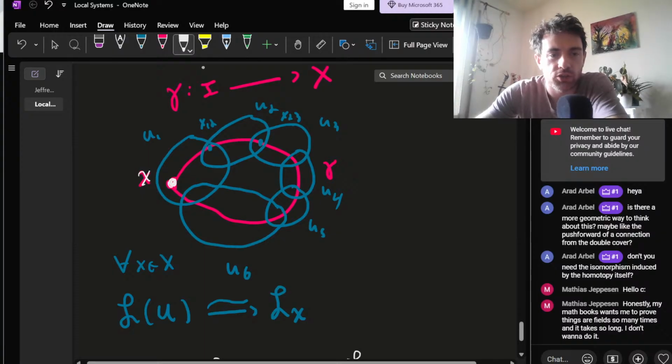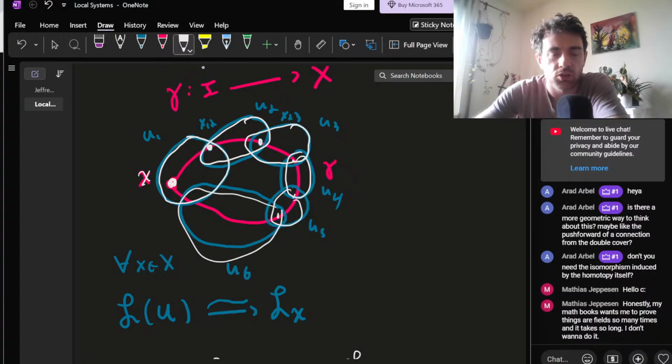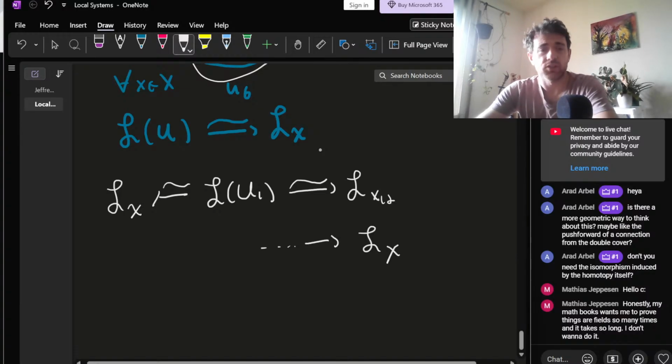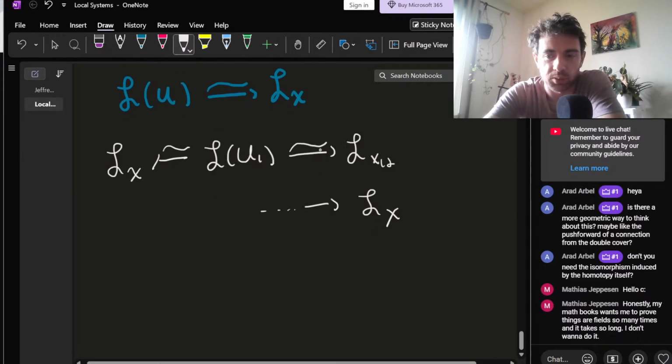So we started at x. We took the inverse of the localization map to get an isomorphism with the sections here. Then we can localize back down to x1,2, go back up to U2,3, down to x2,3, and so on and so forth, right? And so we basically play this game until we get all the way back to the stalk at x. Don't worry, we'll look at an example soon. We'll do the example tomorrow.